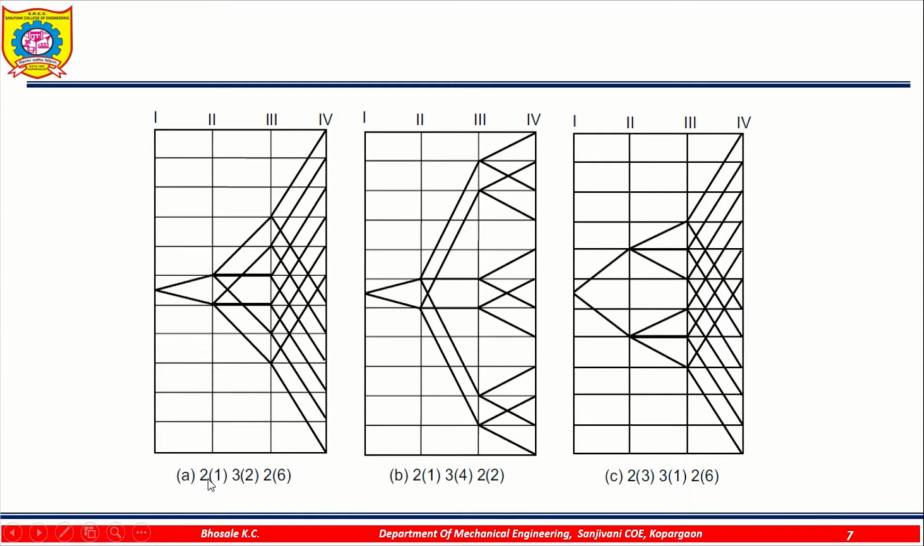Below that we write down the structural formula for the first transmission group, that is 2 into 1. So there are two lines having the node gap as 1, whereas in the middle, 3 into 2, there are three lines with a gap of 2 nodes, and finally two lines with a gap of 6. So there are two lines with a gap of 6. Like this we can draw the structural diagrams.